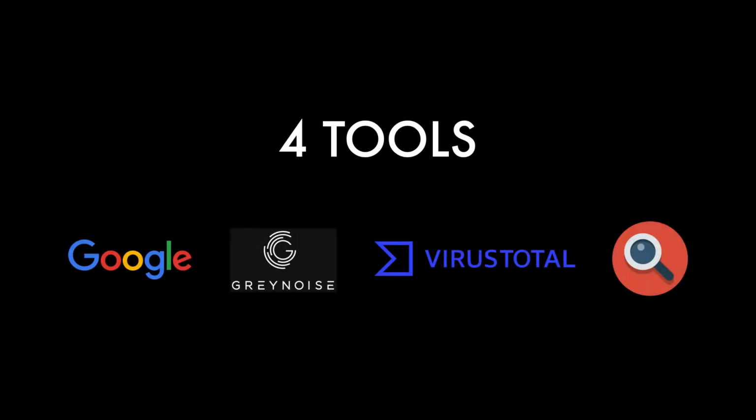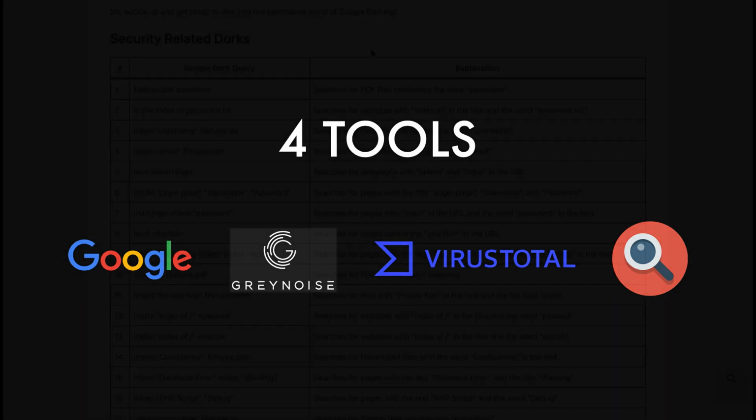So, you want to know the best OSINT tools for finding hidden information? Well, in this video, we're going to go through four different tools that are great to do just that. Everything is timestamped down below, so if you want to skip to a specific tool, then feel free to do so. The first tool we'll be starting off with is Google Dorks.